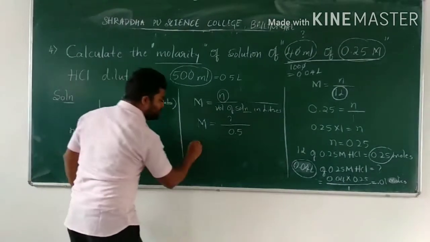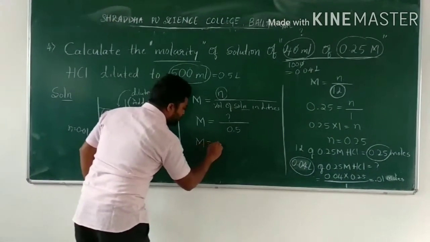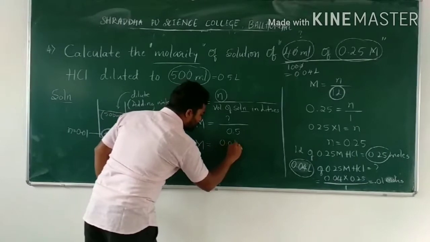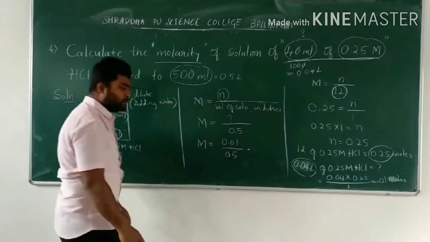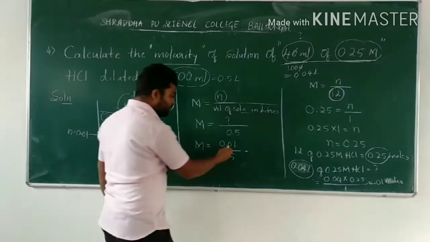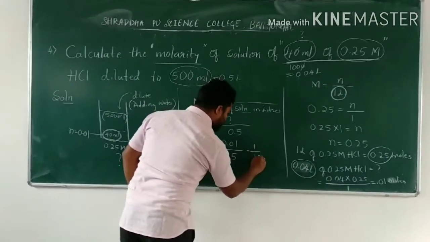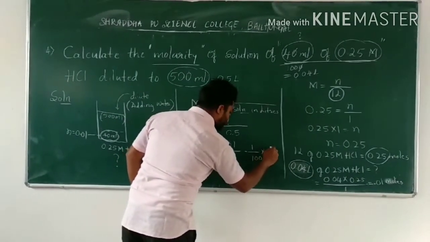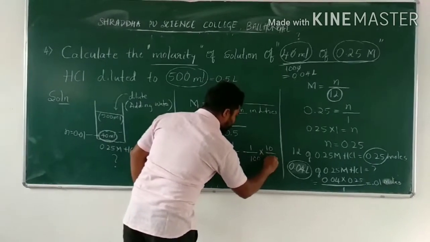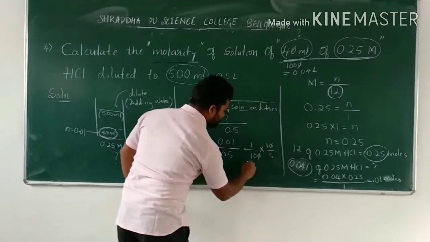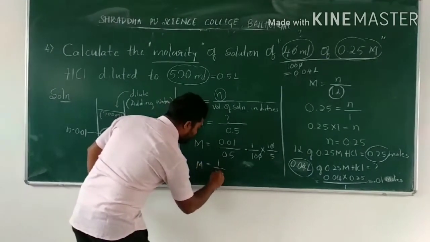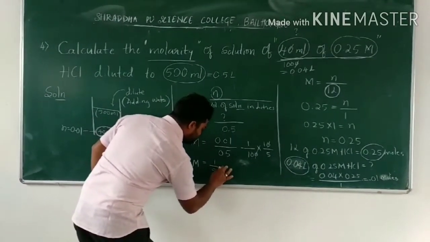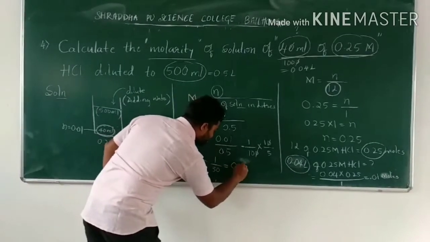I am going to substitute it. Therefore, M is equal to 0.01 divided by 0.5. This is as good as 1 divided by 100 into 10 divided by 5. 1 and 1 will cancel. So M is equal to 1 divided by 50, which is equal to 0.02.